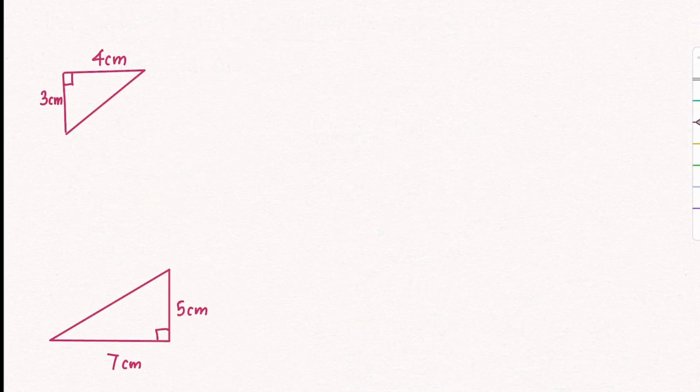Let's look at a few more examples together. So the top triangle right here, this is a right-angled triangle.